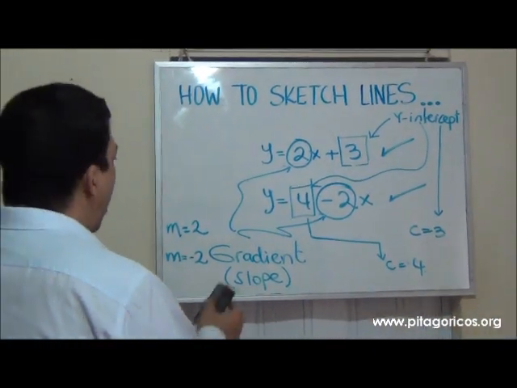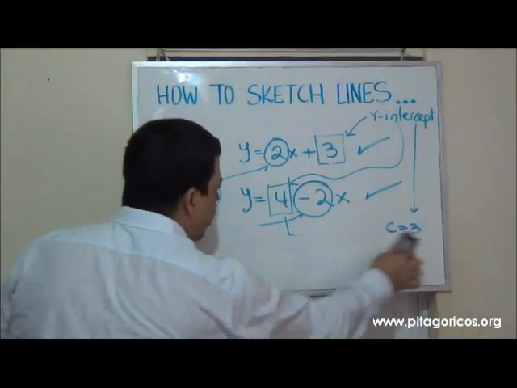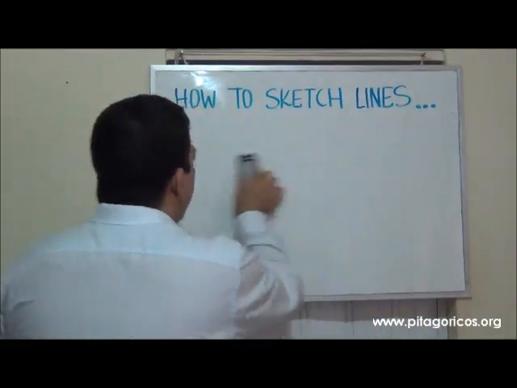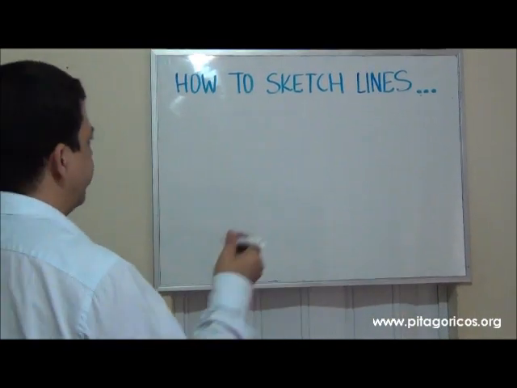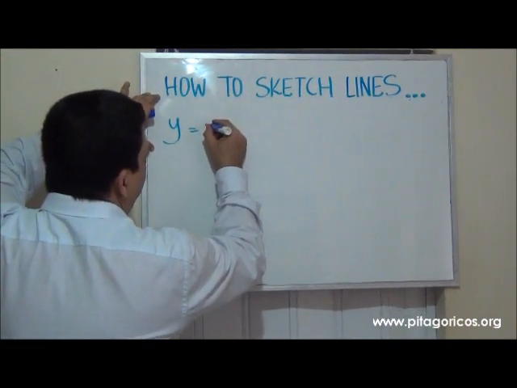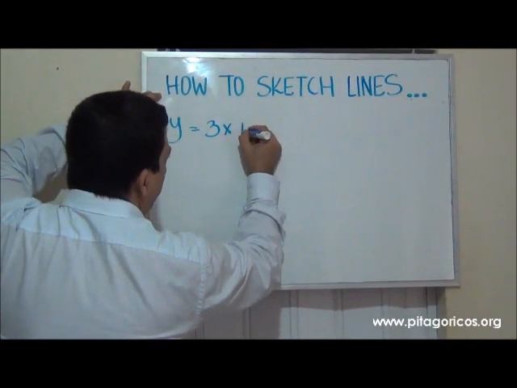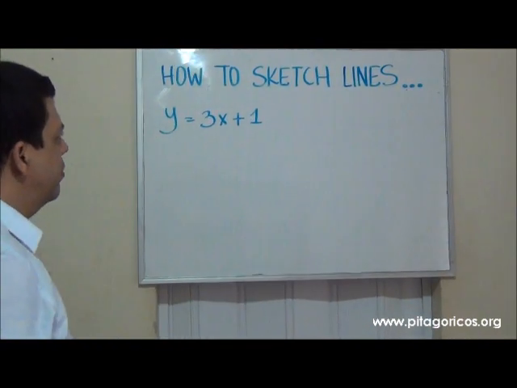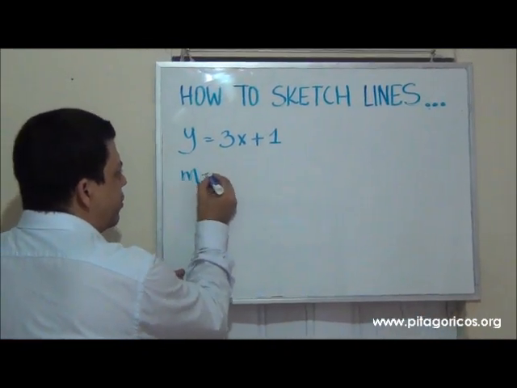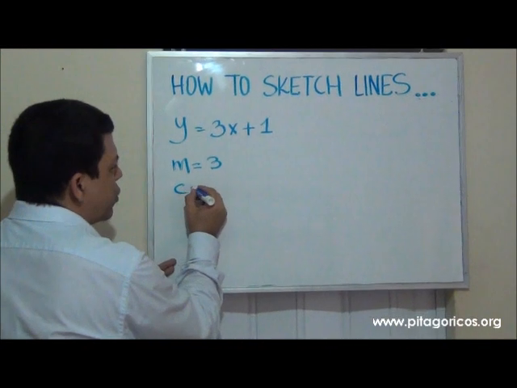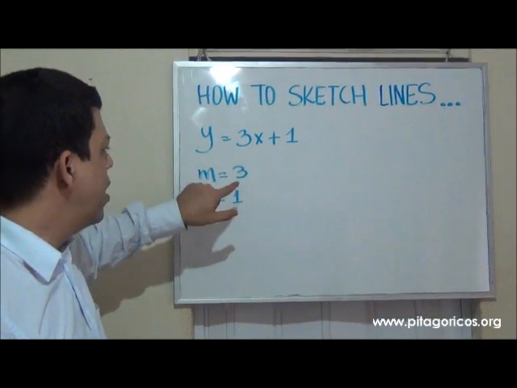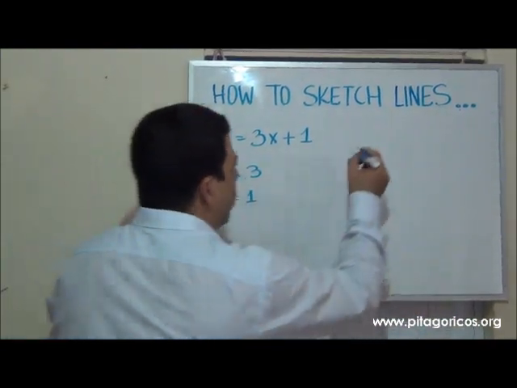Now let's go into the matter. How do we sketch any straight line with this knowledge of gradients and y-intercept? It's very simple. I'm going to show you with an example. Let's suppose that we want to sketch, I'm going to change it a little bit, y equals 3x plus 1. So, immediately I know what my gradient is: 3. What is my y-intercept? It is 1. So I know that my line is going to pass through 0,1. So let's do the sketch.